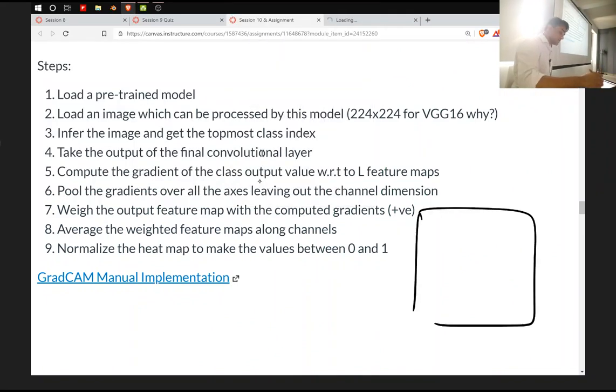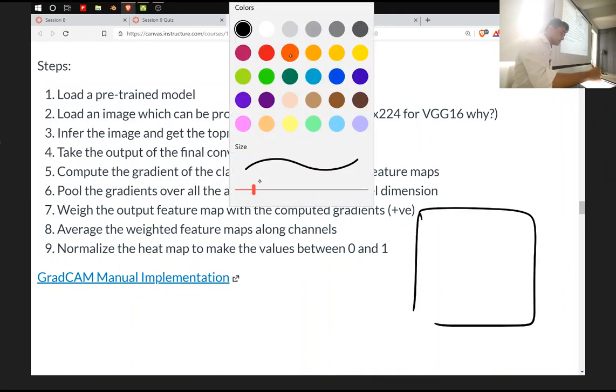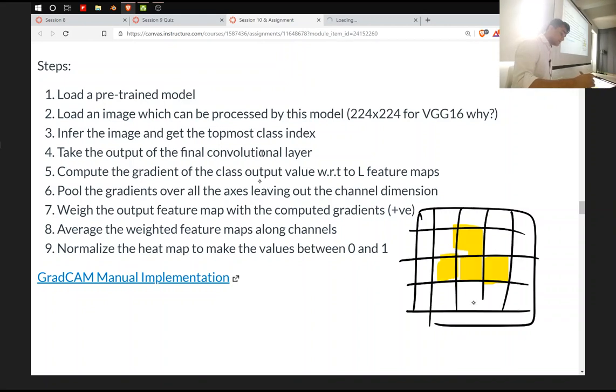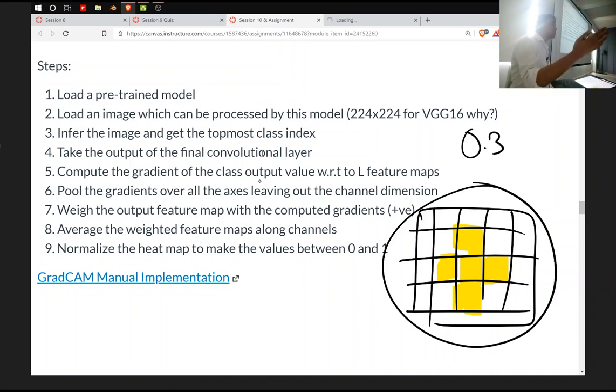You're getting this channel, and on top of this channel you're essentially going to get, okay, this is what you're getting. The values which I'm not drawing, imagine them to be 0, and the values which I'm drawing have some value. Now if I do a GAP on this, what am I going to get? Some value, let's say 0.3, right? If that pixel was not important for the output, what is going to happen? The value is going to be negative.